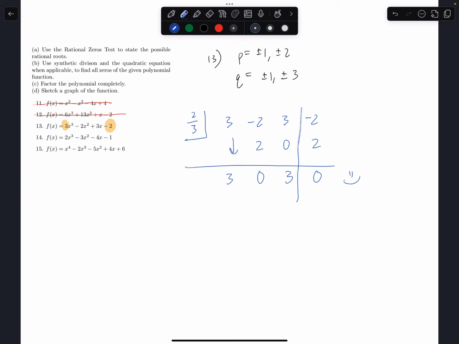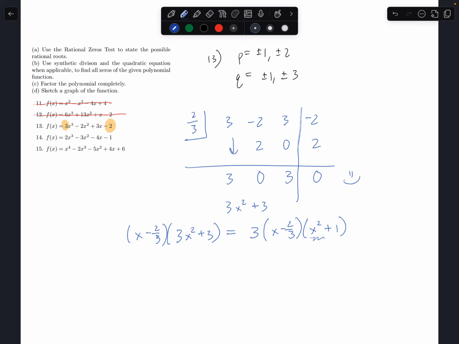This also gives us, remember, the resulting quadratic. This is 3x squared plus 3. So far, I factored my original polynomial to x minus 2/3 and 3x squared plus 3. Okay, but this one's easy to factor. I can factor out a 3 here, right? So I get 3 in the very front, x minus 2/3, and by pulling out the 3, I got x squared plus 1.